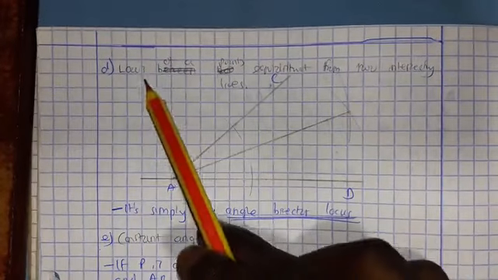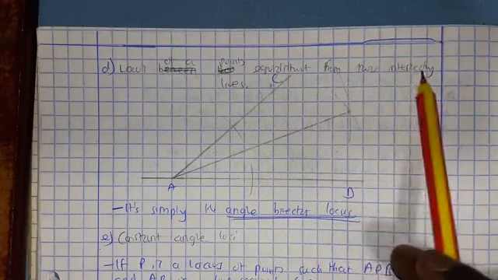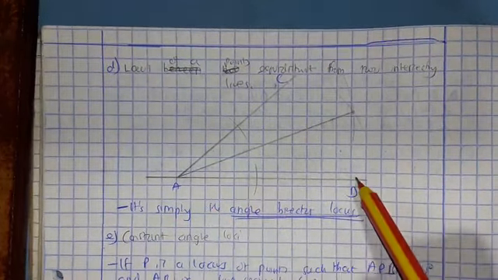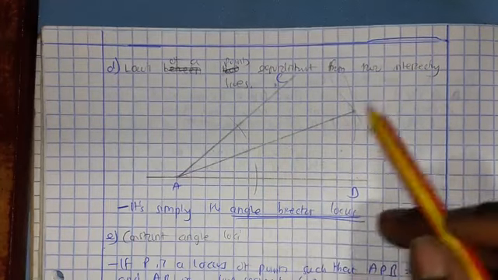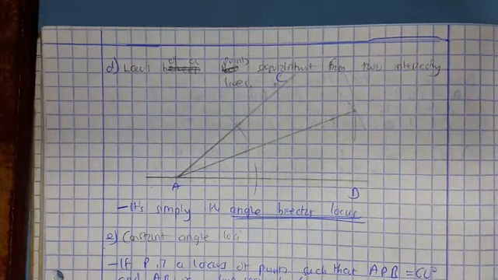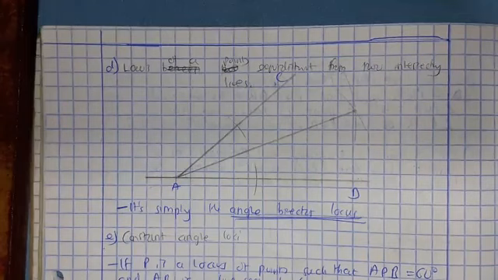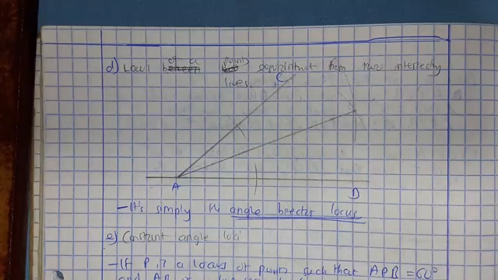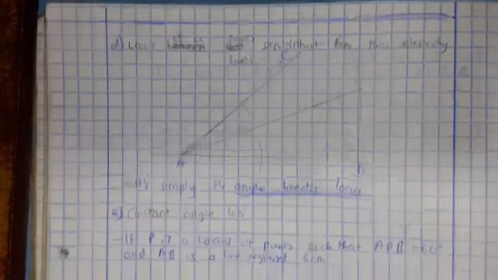Number 4 is locus of points equidistant from two intersecting lines. If I have two intersecting lines, AC and AD, and I have a line in between them, it is simply an angle bisector locus. So that's what we have if I have a line equidistant from two intersecting lines.